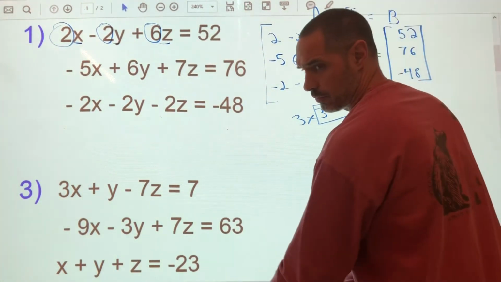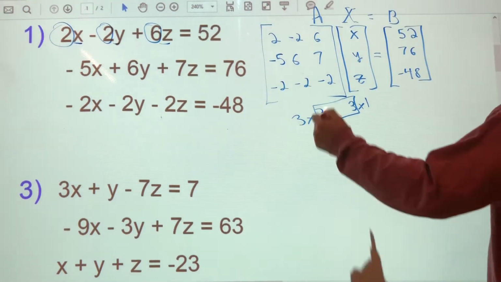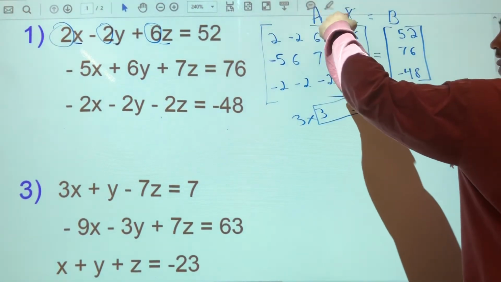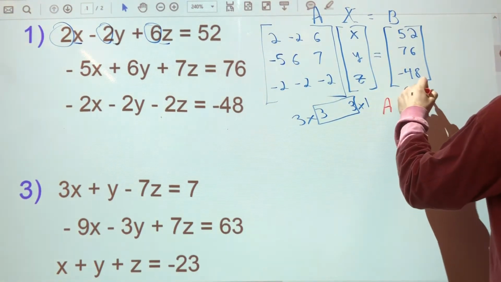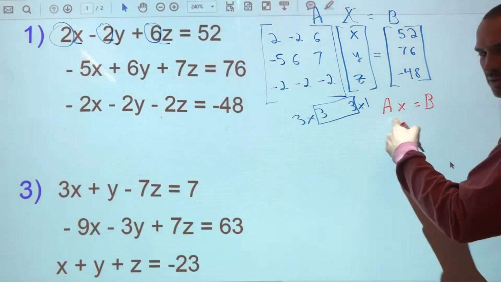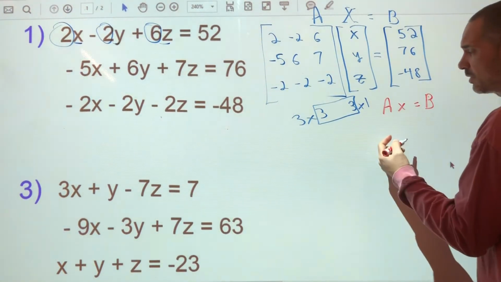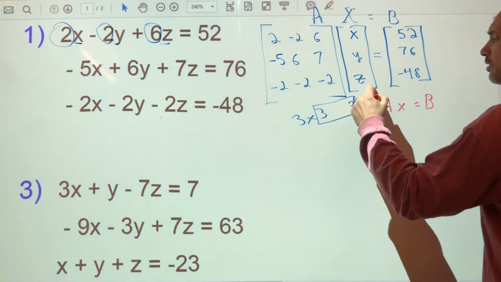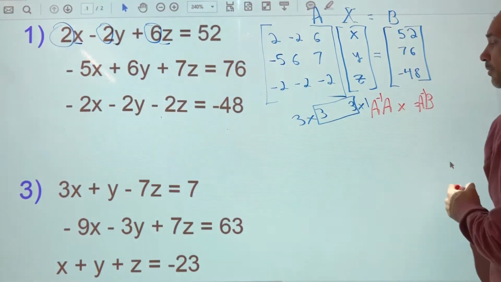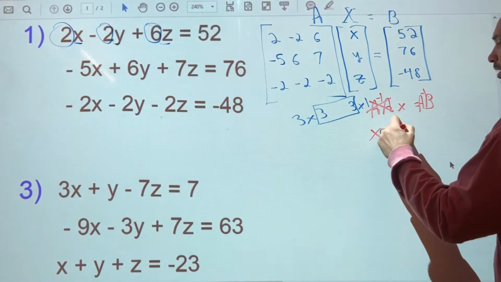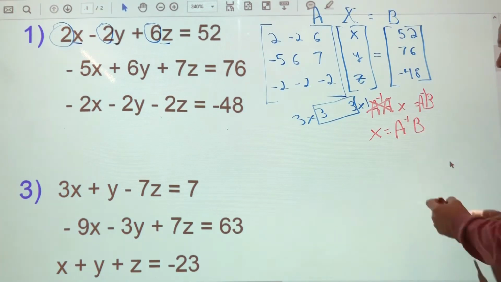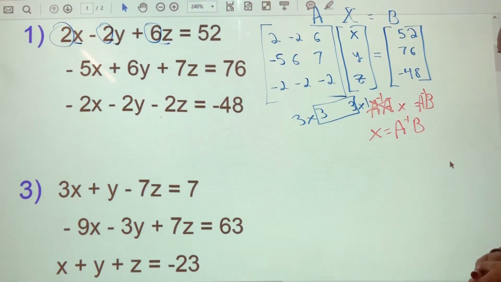And in order to solve this equation, this is like A times X equals B. So if we have A times X equals B, we're not allowed to divide matrices, so we have to multiply by its inverse. So the inverse of A is A inverse. And of course, we're going to multiply both sides by A inverse. These will cancel out, and I get X is equal to A inverse times matrix B.